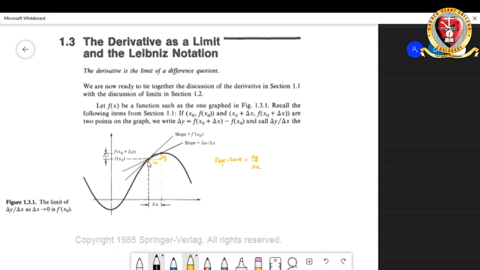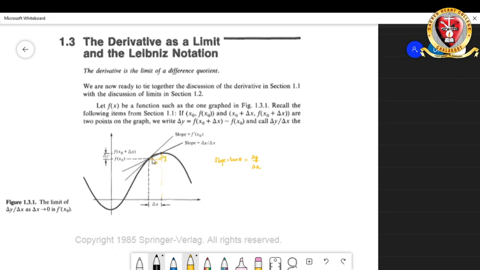And you know what delta x is. Delta x will be the length in between x naught and x naught plus delta x, as well as delta y is defined as the distance between f of x naught and f of x naught plus delta x. That's how we defined delta y. And we called delta y by delta x the difference quotient. So here in the figure, you can identify that this distance will be delta x as well as this distance will be delta y, right?